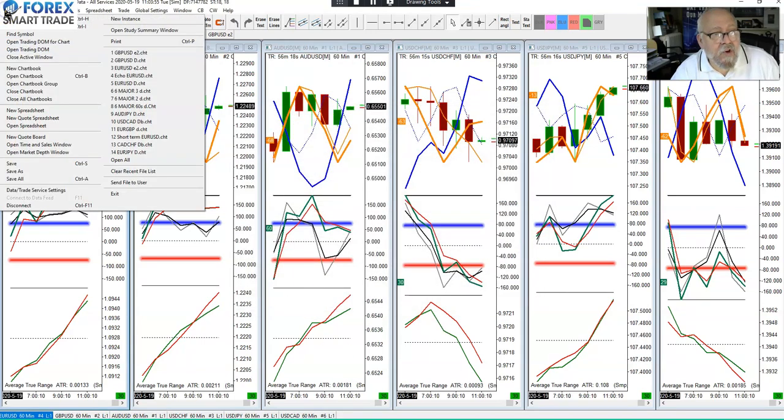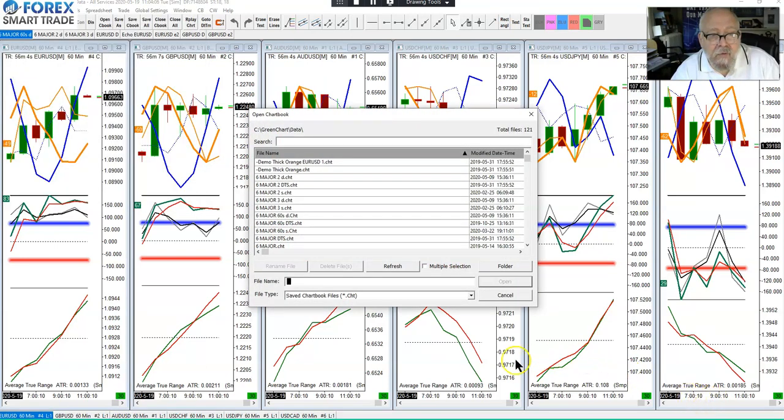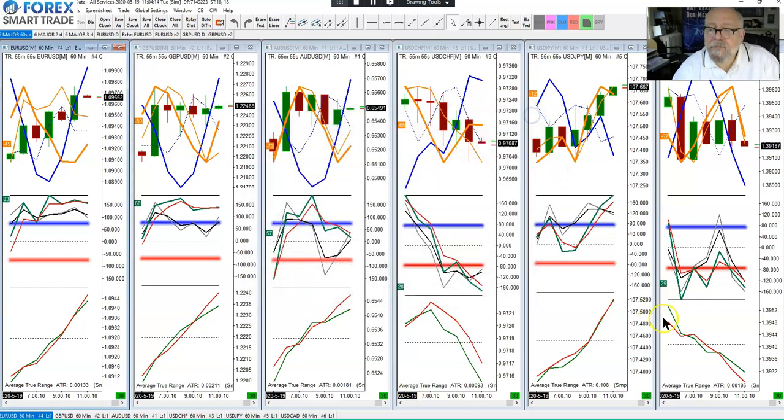When I open a new chart, the last 14 charts that I've used are shown here. I could either pick it from here, or I could actually type in the name if I remember the name. So 6 majors 2, 6 majors 3. So they're listed in there. If you need some help on that, text me, and I'll connect with you and walk you through it.